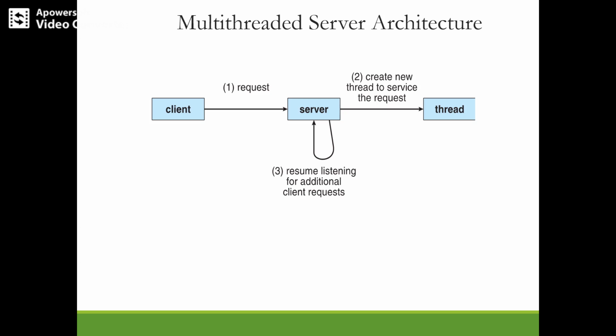Multi-threading is a phenomenon of executing multiple threads at the same time. Again, we divide threads into two types: user level threads and kernel level threads.